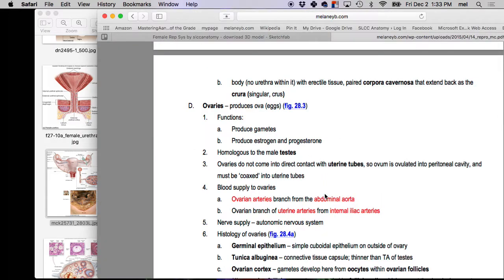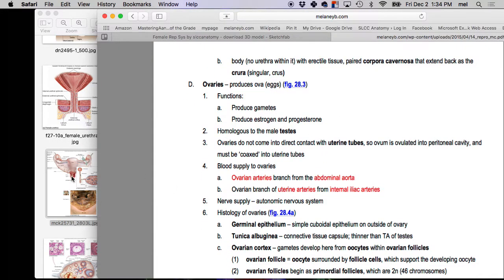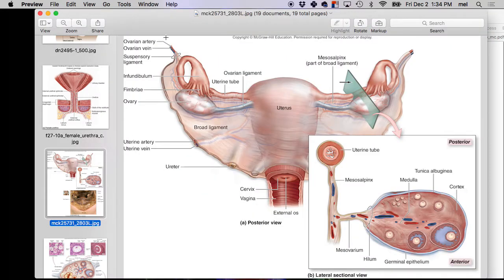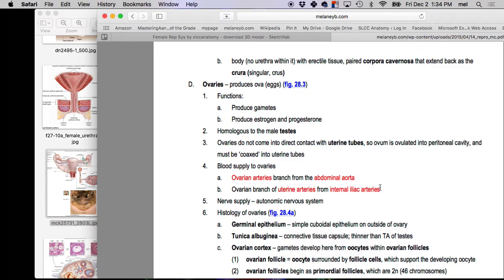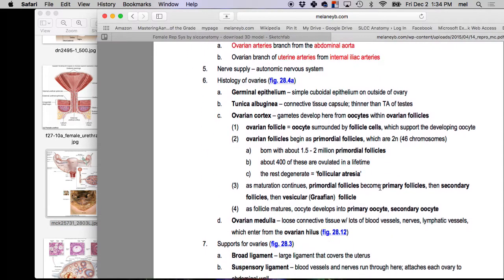Okay, so the blood supply to the ovaries is primarily through the ovarian artery, which is the gonadal artery in a female. And then there's also a branch of the internal iliac called the uterine, and the uterine gives blood supply to the uterus, but it also has a branch that goes up to the ovary as well. So it gets blood supply from two locations. Nerve supply is the autonomic nervous system.